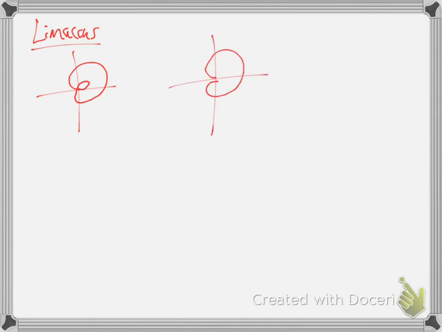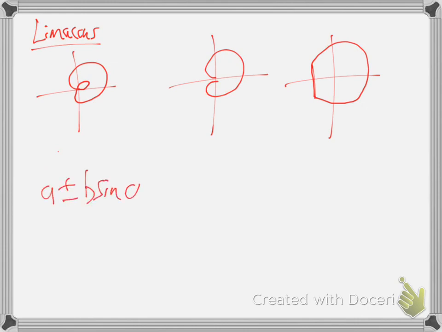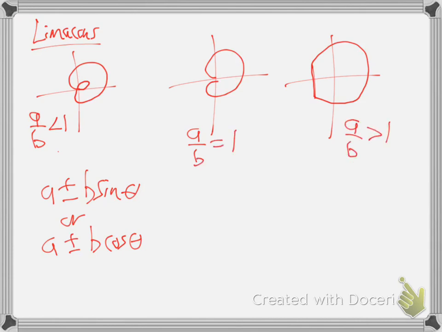So we have the limacons. I'm putting up both cases. We have the limacons that do that with the inner circle, the limacons that just do that, and the limacons that kind of go somewhat straight and do that. It's all about A plus or minus B sine theta or A plus or minus B cosine theta. And this is if A over B is less than 1, if A over B equals 1, and if A over B is greater than 1.